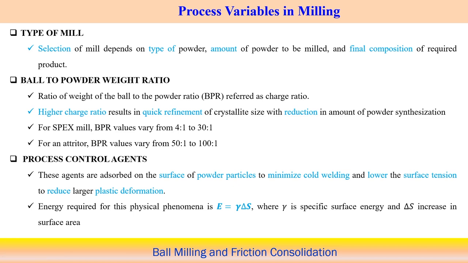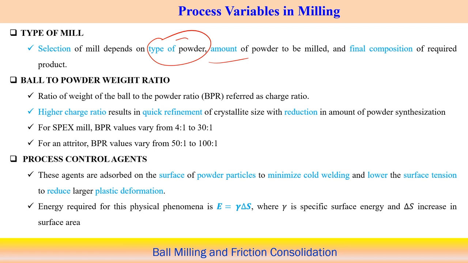Now, the other process variables: the type of the mill. What type of mill can we use in this particular case? The selection of the mill depends on the type of the powder, the amount of the powder to be milled, and the final composition we are looking for. All of these parameters can decide what type of milling mill we can choose.